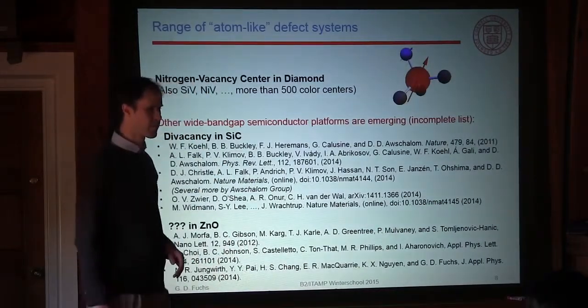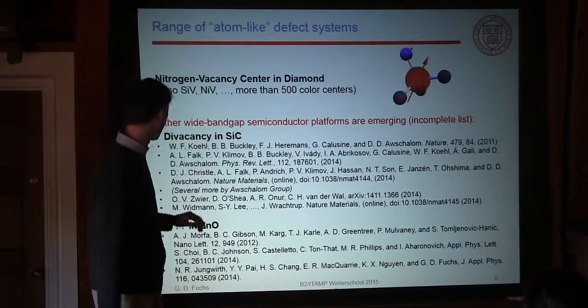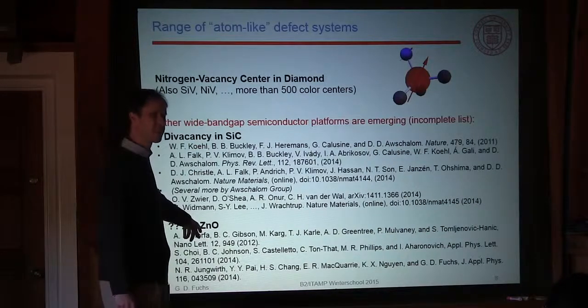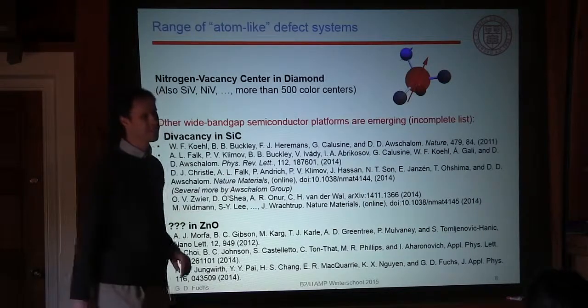Is zinc oxide also spin-free here? Yeah, exactly. It's about the same as diamond. So oxygen is essentially no nuclear spin. Zinc is about 4%, but then you have all these oxygens in the denominator, so you end up with about 2%.